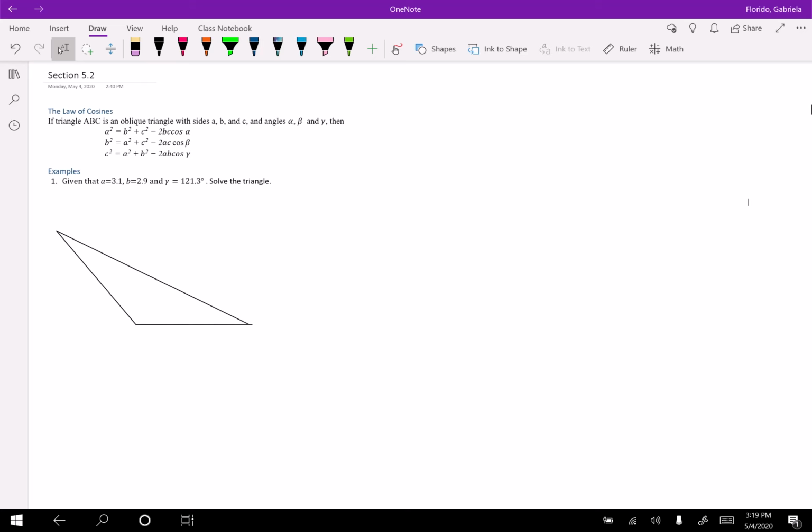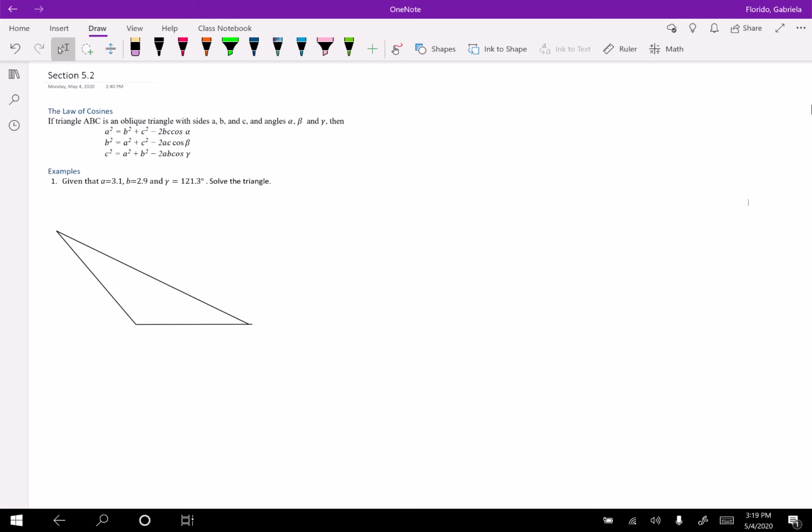a squared is equal to b squared plus c squared minus 2bc cosine of alpha. b squared is equal to a squared plus c squared minus 2ac times cosine of beta. And c squared is equal to a squared plus b squared minus 2ab cosine of gamma.